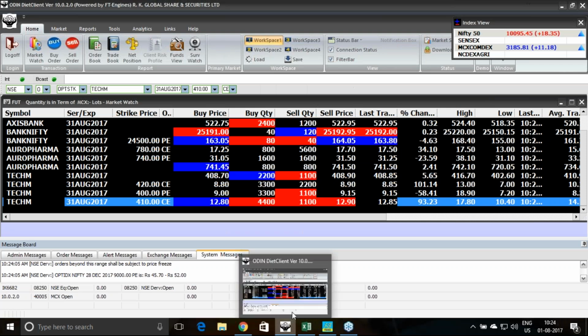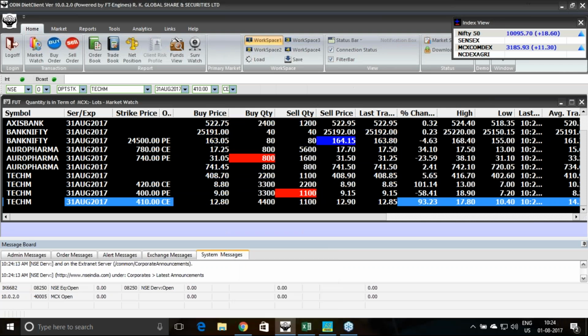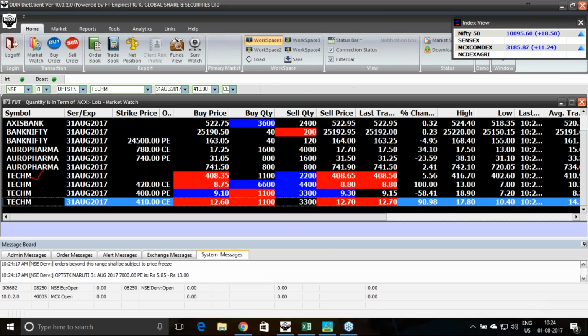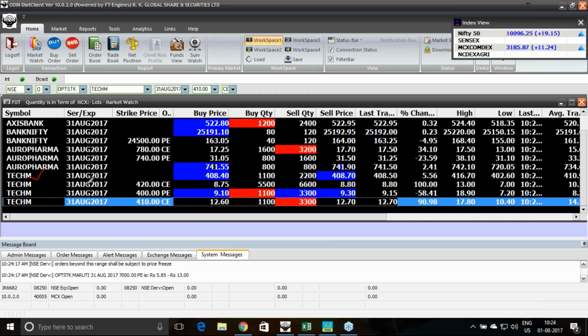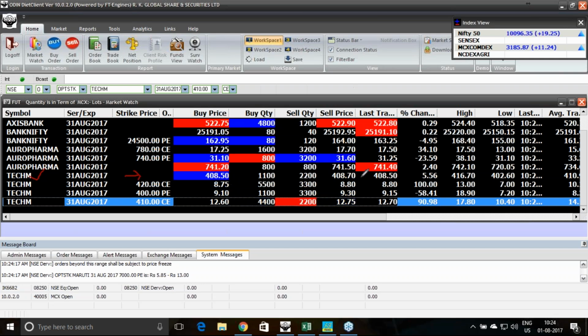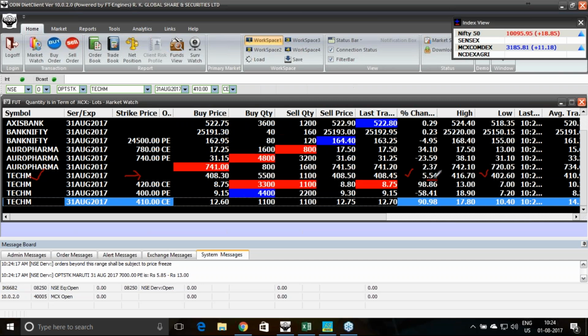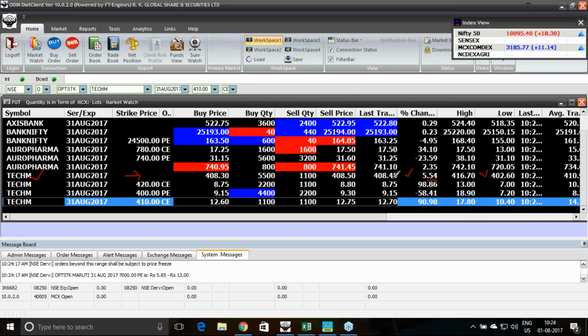In this presentation, I am going to describe the option strategy formation trick on the counter Tech Mahindra. I am recording this on 1st August 2017, and the company produced its result yesterday. The result was good, so the company's share has moved by 5.6%. It has also gone to a very high level, 416, and from there it has retraced back.